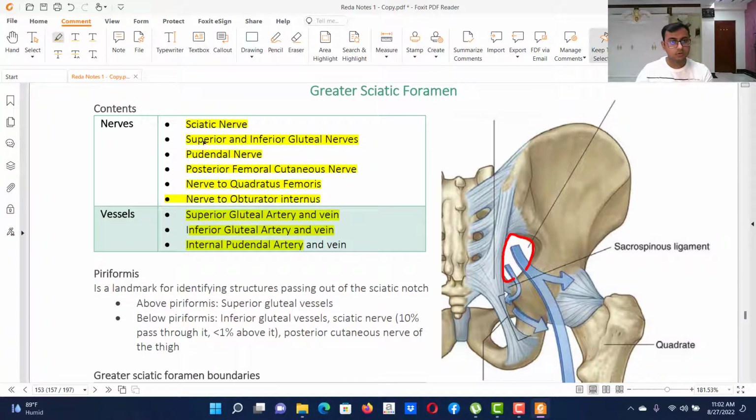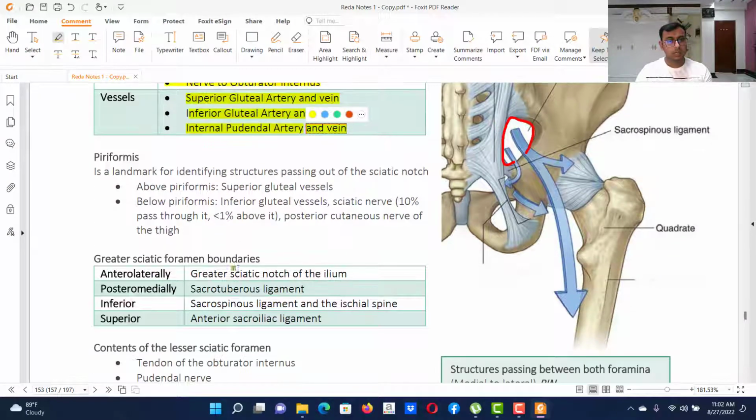Nerves: sciatic, superior and inferior gluteal nerve, pudendal nerve, posterior femoral cutaneous nerve of thigh, nerve to quadratus femoris, and nerve to obturator internus. Another vessels are superior and inferior gluteal artery and vein, which supply the gluteus maximus and medius, and inferior gluteal artery and vein also supply the muscles, and pudendal artery and vein supply the pelvic viscera.